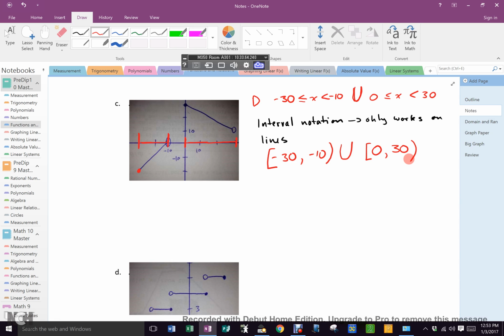Now try it with blue on the range. Look at your range, look at your axis, and see if you can write out the range in interval notation. Start with your lowest range and check for circles.